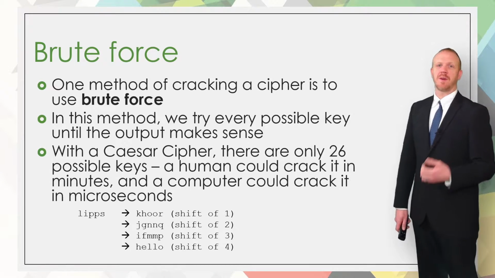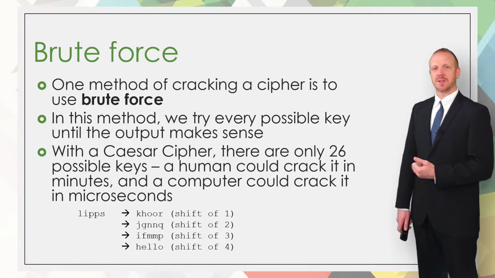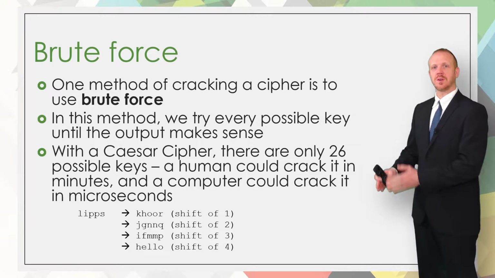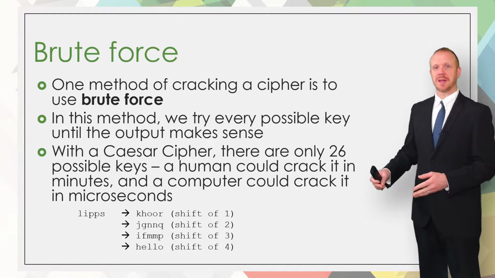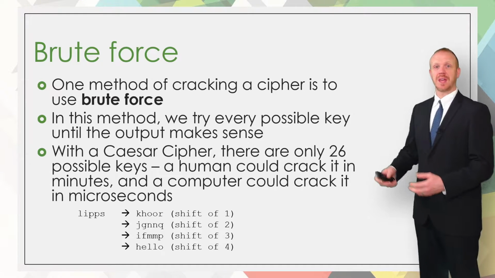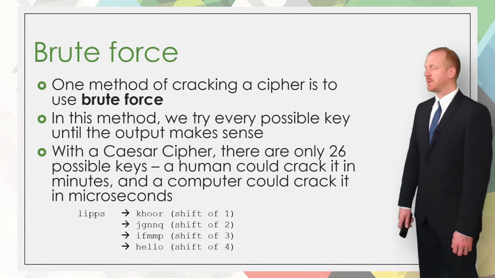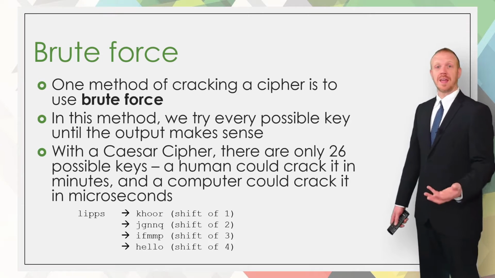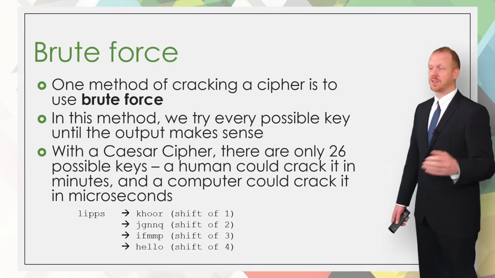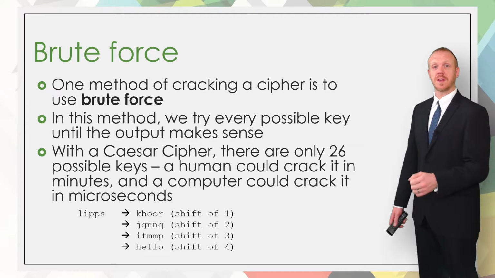With the Caesar cipher, there are only 26 possible keys. You can shift it one place, or two places, or three places, or four places, up to 26 places. If you shift it again, you're back around to A and you're exactly where you started. So only 26 possible shifts. So we might as well just try cracking it by shifting once and seeing if it makes sense. Shifting again, see if it makes sense. Shifting another time, see if it makes sense.